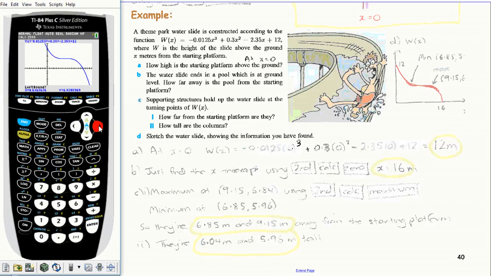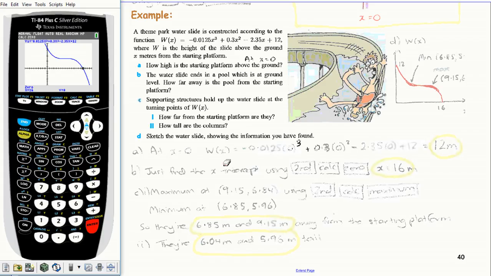There you go. So left bound, we're a bit left of it. Enter. Right bound, arrow so that you're slightly right of it. Yep, that's clearly right. Enter. Guess, yes please, guess calculator. It's telling us 16, so the length there is 16. So I said just find the x-intercept using second calc zeros, and then you click left and right bounds. X is 16 meters. Don't forget your units because it's a real life situation.